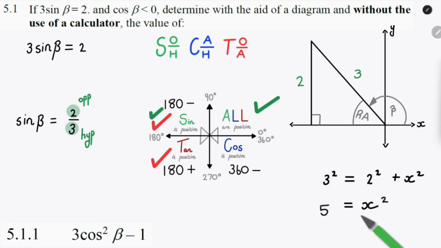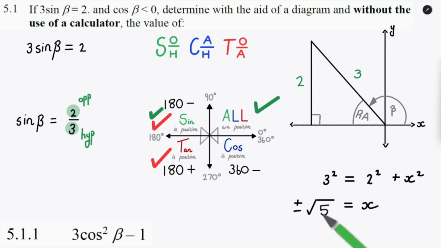And then to get rid of the square on x, we need to square root both sides. And then just don't forget the plus minus in front of the root when you do that step. Now we've got to choose the right one according to where it is on the Cartesian plane. This is the positive x-axis, this is the negative x-axis.